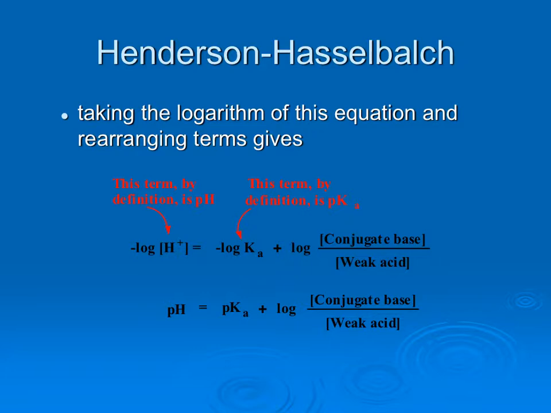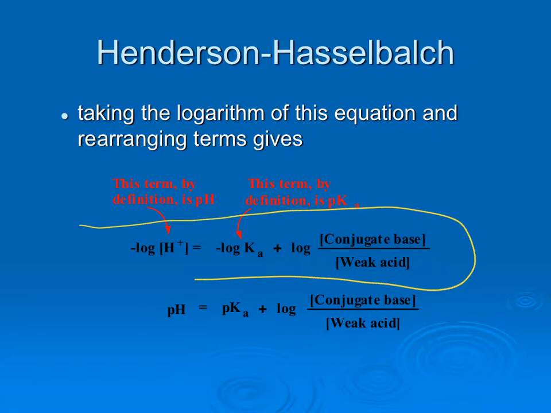substitute. And if you take the logarithm of both and you rearrange it, you're going to get this term right here. So the negative log H is equal to negative log Ka plus the log of the base over the acid form. And then this by definition is pH, and this by definition is pKa, and so that's the Henderson-Hasselbalch. Sometimes it's written this way, which is the same thing.